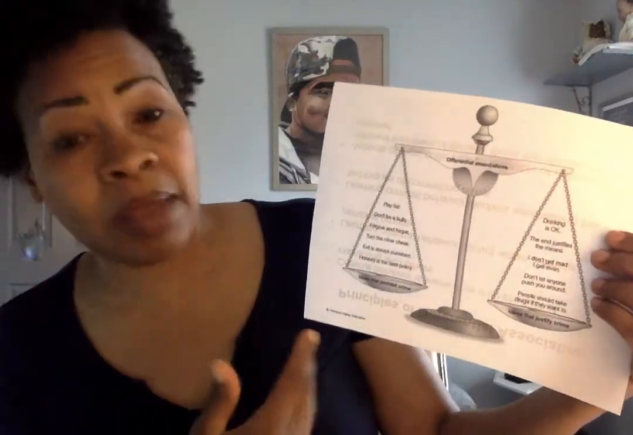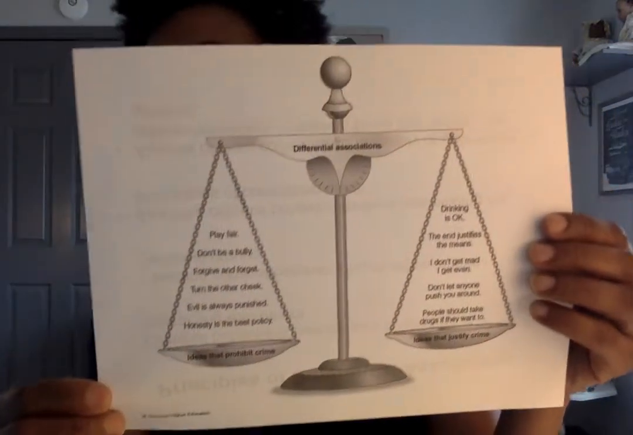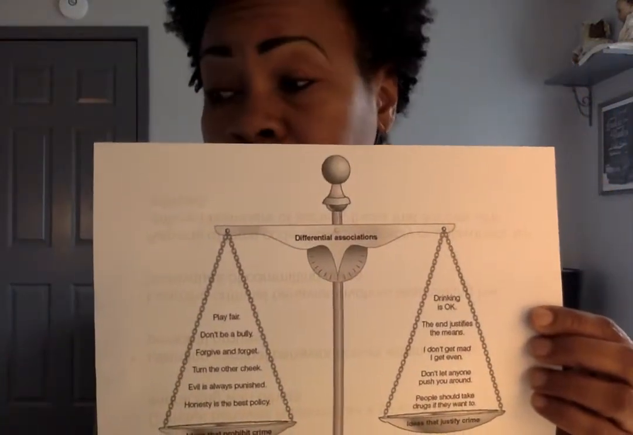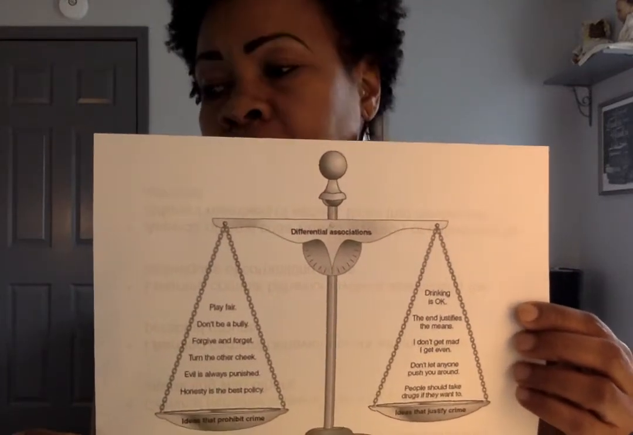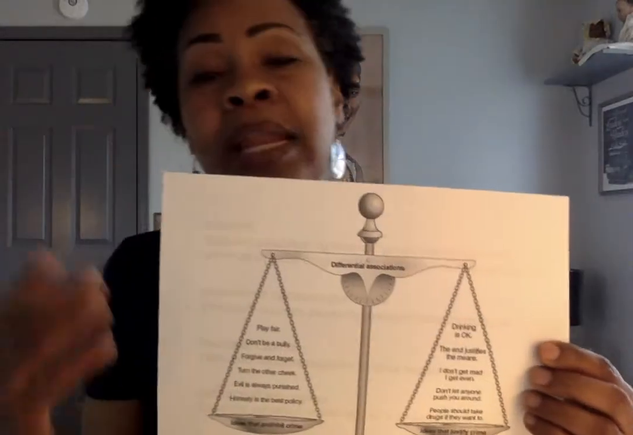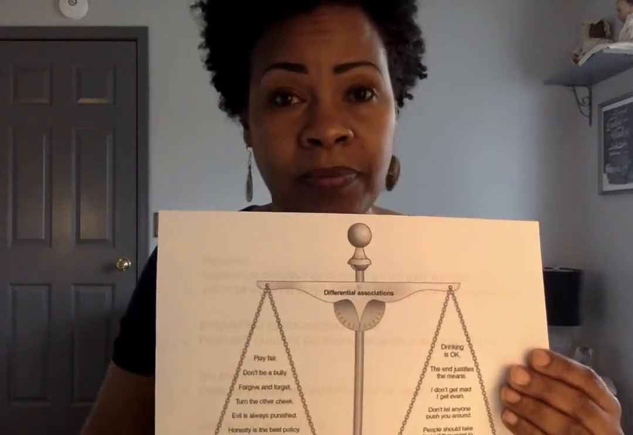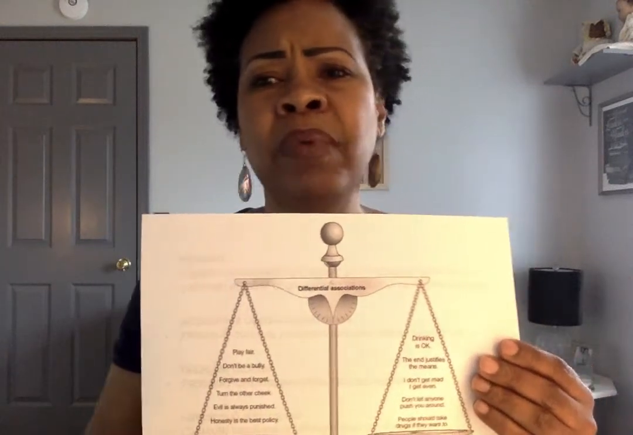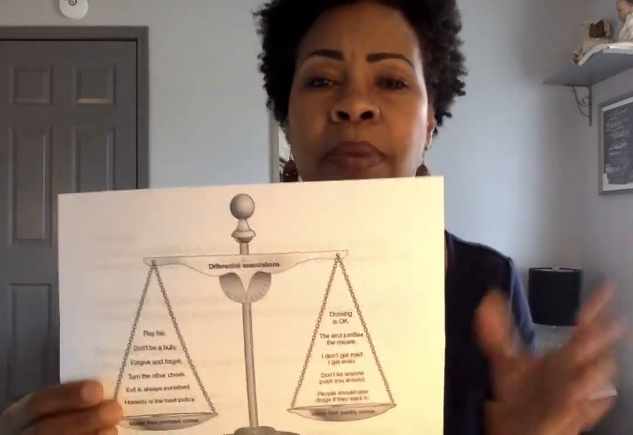If we look at the statements that fit ideas that prohibit crime, we're saying that we should play fair. We shouldn't be a bully. We should forgive and forget. Turn the other cheek. Evil is always punished. Crime doesn't pay. That's another way of looking at that. And honesty is the best policy. So if you're raised with parents that tell you this, to play fair, don't be a bully, turn the other cheek, be forgiving, and your friends have the same value system, then chances are you won't engage in criminal behavior.